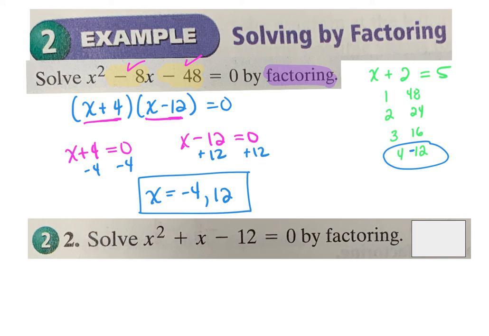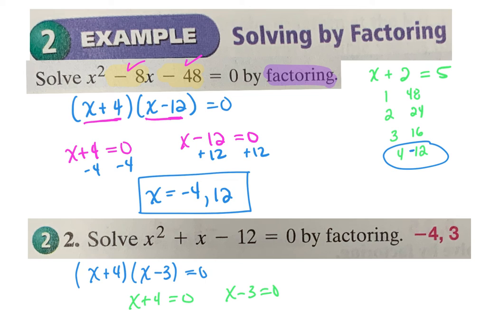So go ahead and try check understanding number 2. All right, what are my factors of 12 that give me 1 when I subtract? 4 and 3, and which one's positive if I want a positive one? The 4. So x plus 4, x minus 3 is my factoring. If I set each factor equal to 0, you should have gotten the answers negative 4 and positive 3.